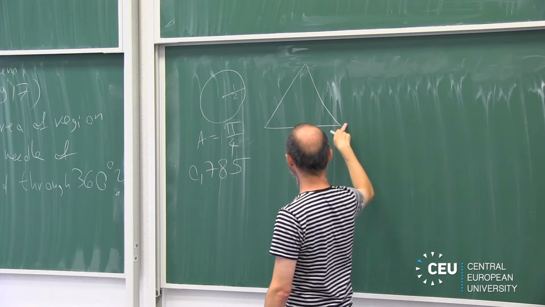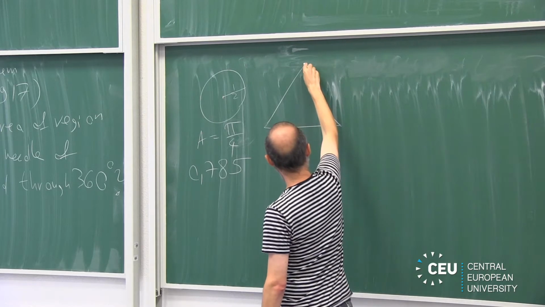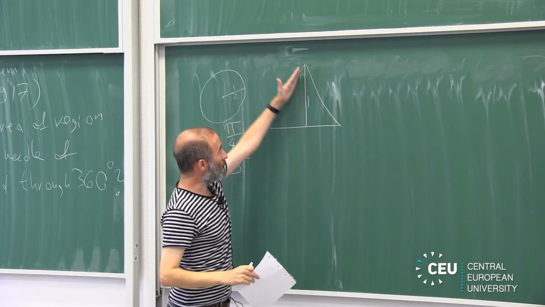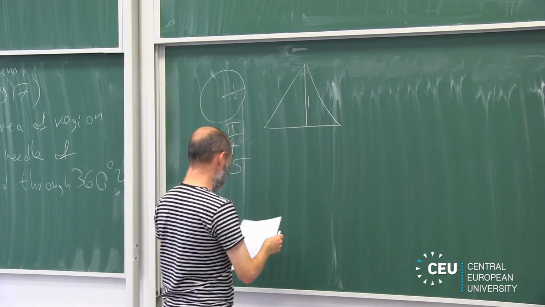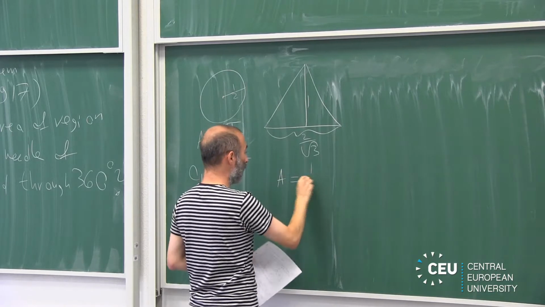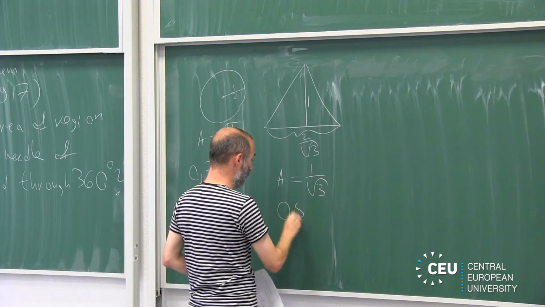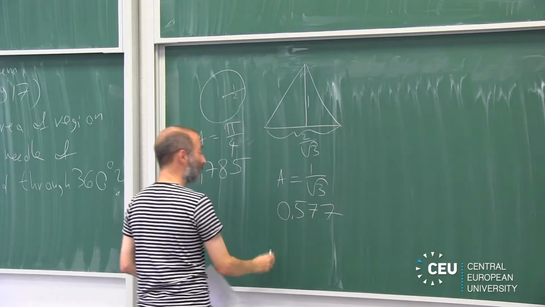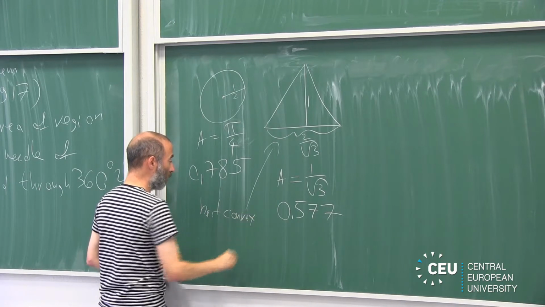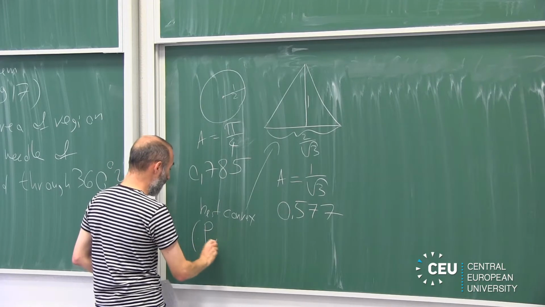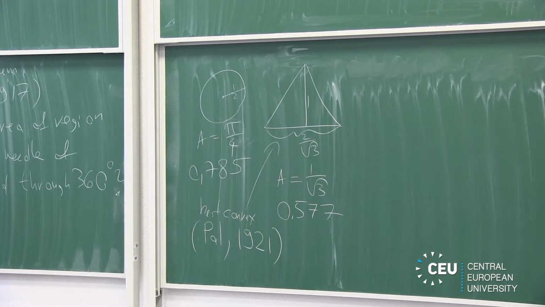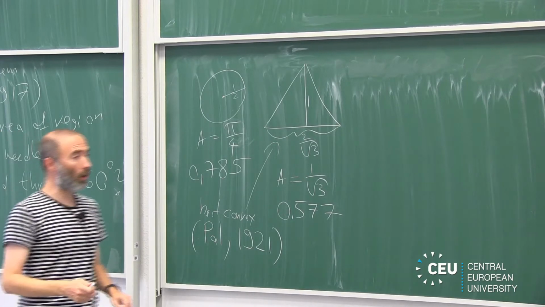Of course, the side length shouldn't be 1, because then you cannot do anything, but the height is 1. If the height is 1, then of course you can easily do the job. You just do it this way, right? Then this side is 2 over root 3, so the area is 1 over root 3, which is 0.577. And this is the best convex construction. This is known to be the best convex region. It was proved by Pál, a Hungarian mathematician, in 1921. So not long after the question, the convex case was solved.